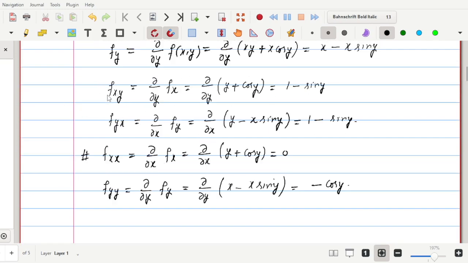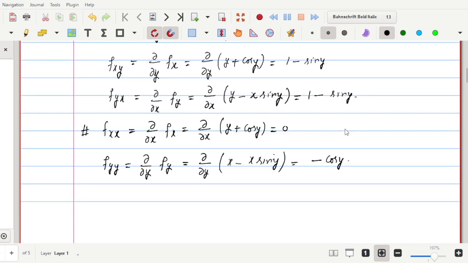So the partial derivative of f with respect to x and then with respect to y is 1 minus sine y. And partial derivative of f first with respect to y and then with respect to x is again equal to 1 minus sine y. So here we make one notice. We have this fxy is equal to fyx in this case, and this is equal to 1 minus sine y.